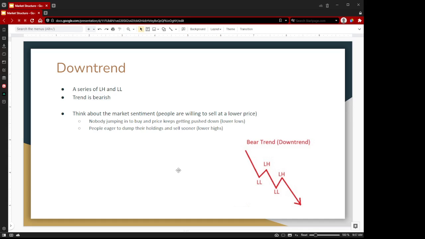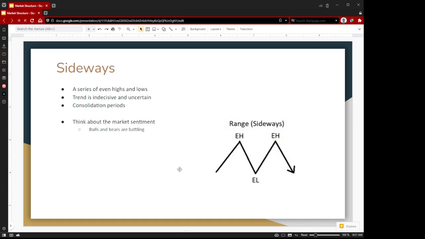And so in between the uptrend and in between the downtrend, we have a sideways trend. And so this is just a series of even highs and even lows. And really what this means is that the trend is just indecisive. People are uncertain. These often become kind of consolidation periods. These don't necessarily have to happen at a particularly high price or a particularly low price. They can be pretty much anywhere. But it's just an idea that the market is kind of reevaluating which way it wants to go.